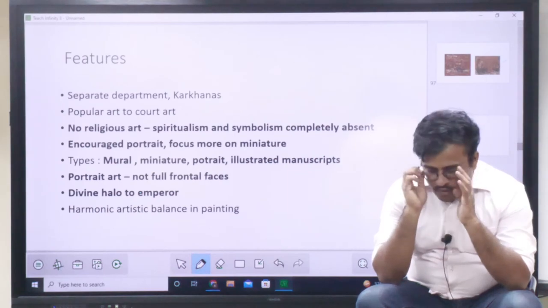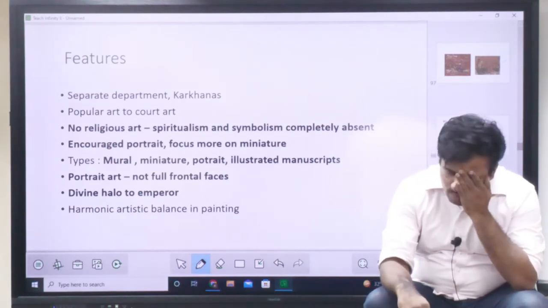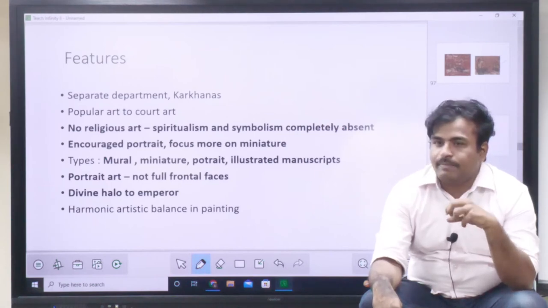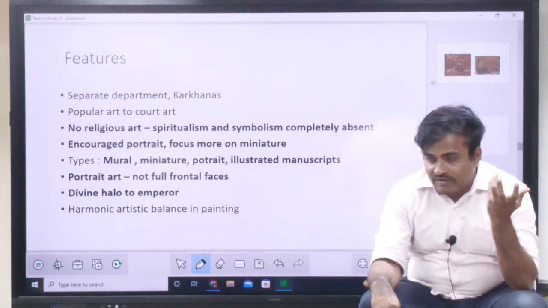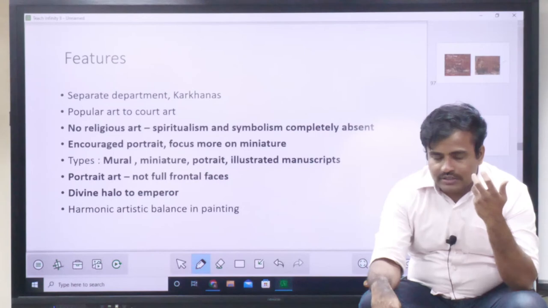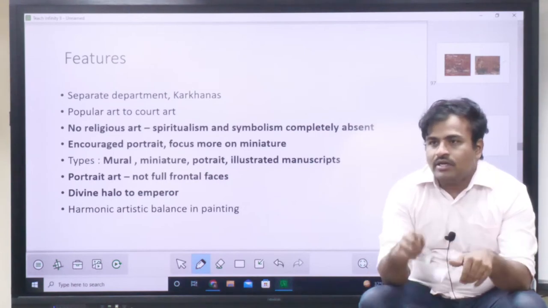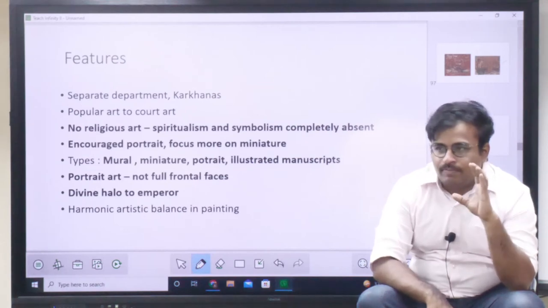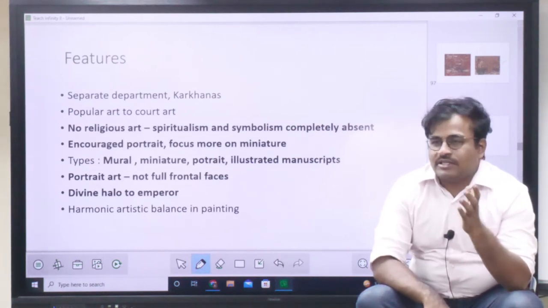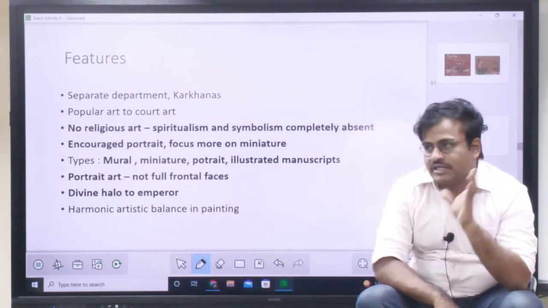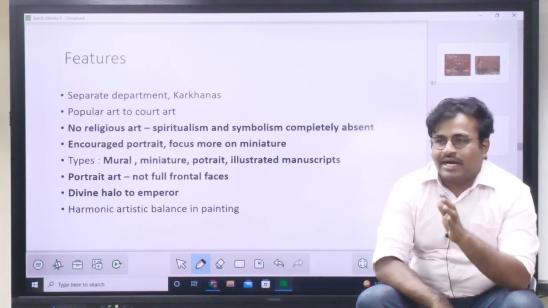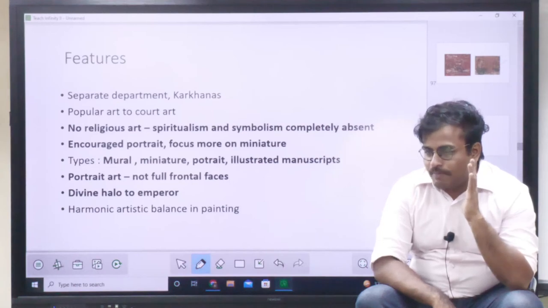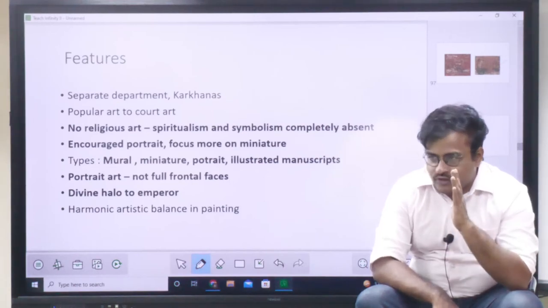Along with that, the Mughal painting tradition, just like their construction style, is an admixture of Indian painting traditions with Western or Central Asian painting traditions. Particularly during the time of Humayun, he stayed a lot of time in Persia and was very much influenced by the Persian painting tradition. While coming back to India, he brought two Persian painters of great merit, and these painters started the Mughal tradition of painting.